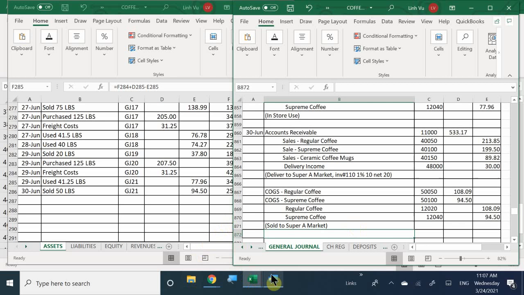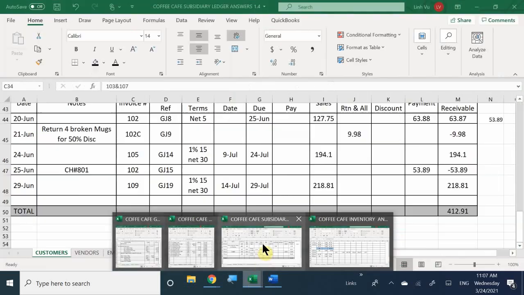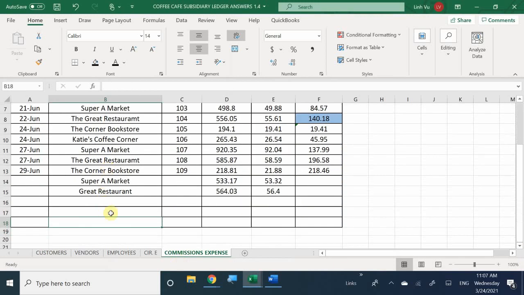All right. What is next? Because we skipped one more thing. Commissions. Yep, we skipped the commission. So here we are. We delivered to Super A Market on the 30th for invoice number 110. So therefore, we should deserve $53.32 to give us a grand total of 271.78. Perfect, 271.78 is what we owe him. Okay.